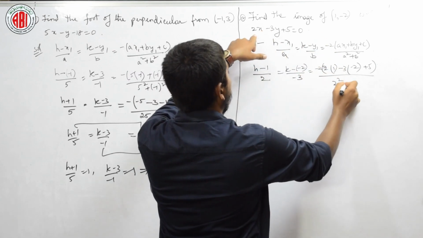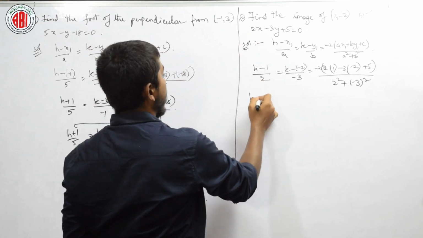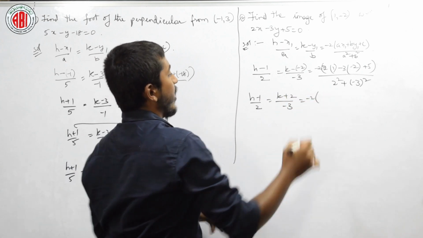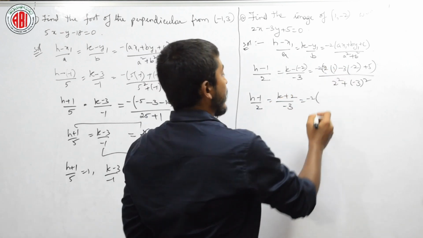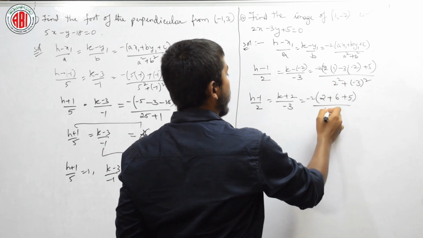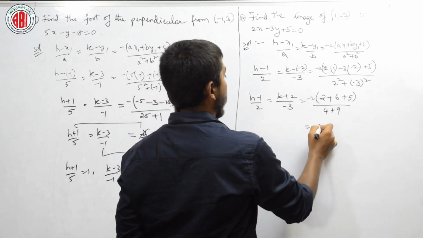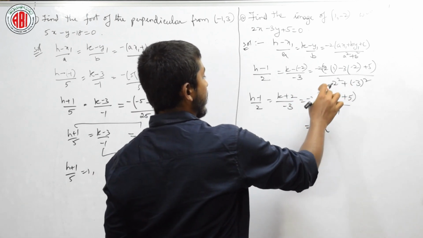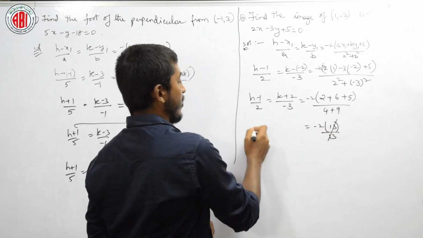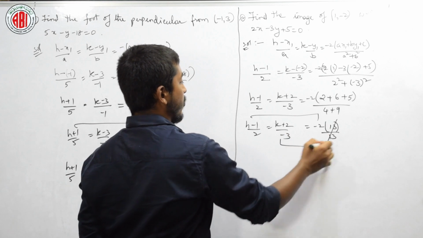Now see here, what is the value of a square plus b square? 2 square plus minus 3 whole square. Let us simplify it. It becomes h minus 1 by 2 equal to k plus 2 by minus 3, that is equal to minus 2 into 2 minus into minus plus 3 2s are 6 plus 5 by 2 square is 4 plus 3 square is 9. Is it clear? Now let us see here, minus 2 into 6 plus 5 plus 2 is 13, 4 plus 9 is also 13, 13 get cancelled, we will get minus 2. Okay. Is it clear?